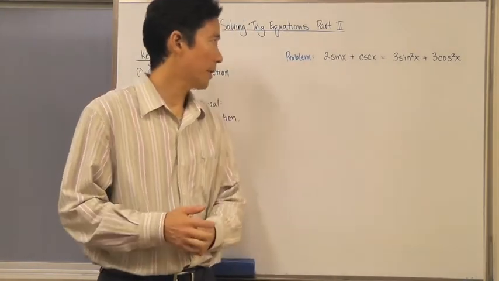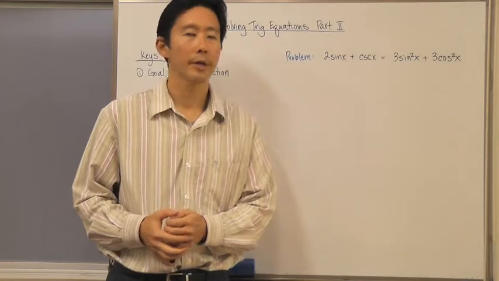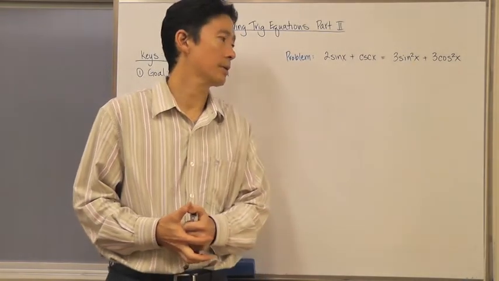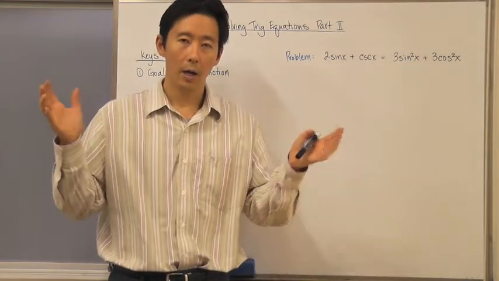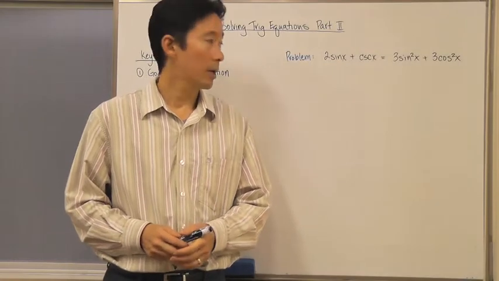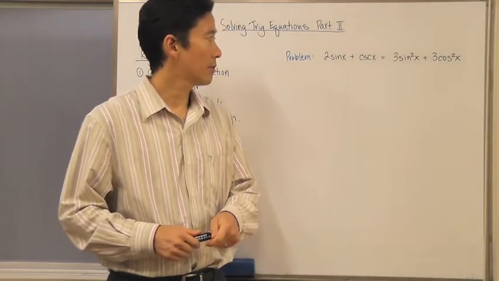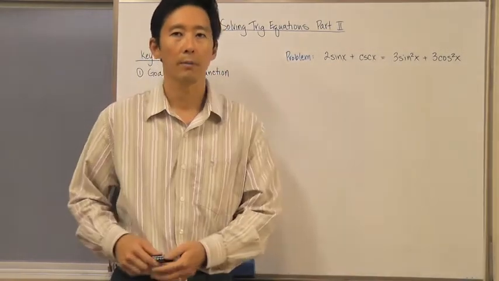Let's say, for example, we have 2 sine x plus cosecant of x is equal to 3 sine squared x plus 3 cosine squared x. Wow! How in the world are we actually going to solve this type of complicated looking problem?